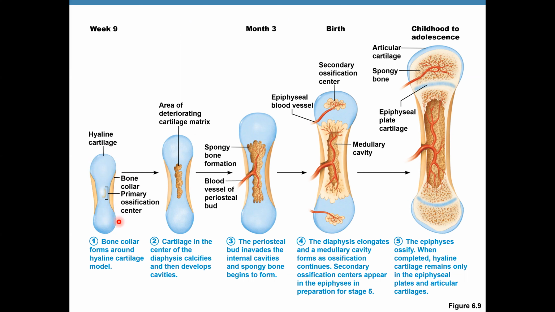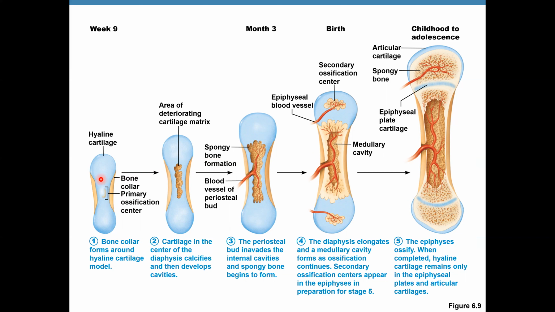The cartilage is covered by perichondrium, right? Inside the perichondrium, we have stem cells that can differentiate into osteoblasts. And these osteoblasts start depositing the bony collar over here.